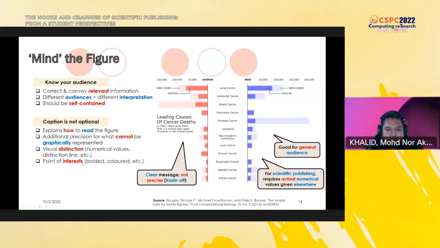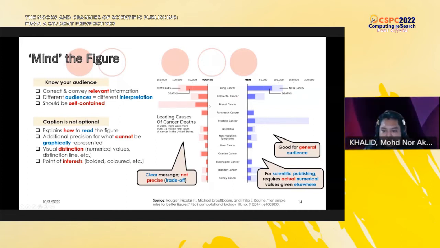And then you have a point of interest. You need to have a point of interest, like you want to focus on a certain thing, let's say this study focusing on lung cancer. So you need to highlight the lung cancer, not just show the figure. You need to highlight it. And let's say you want to focus on prostate cancer or breast cancer, so you need to highlight it, give some kind of indication, bold or something, to actually distinguish it from other types of decoration.